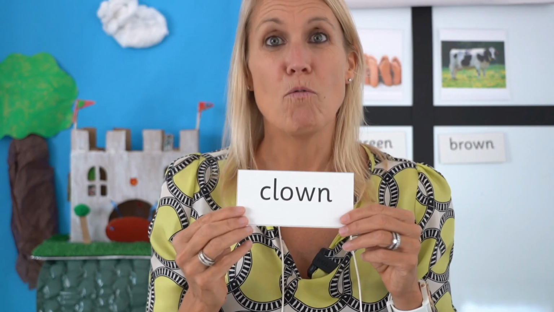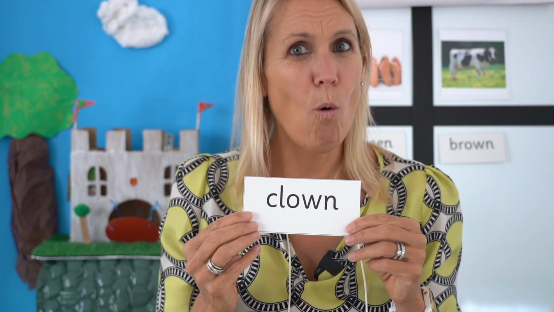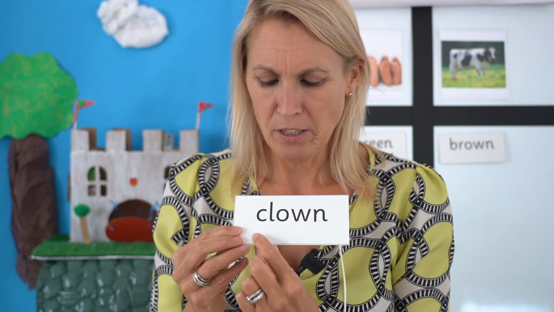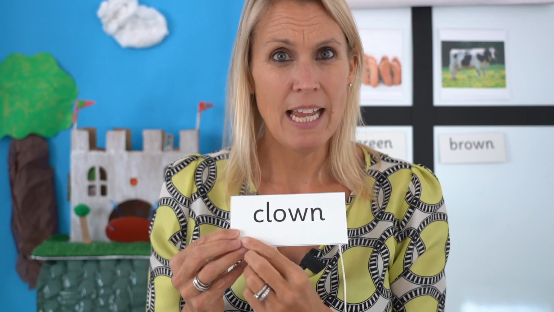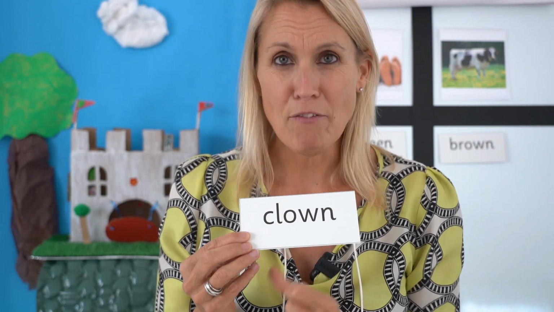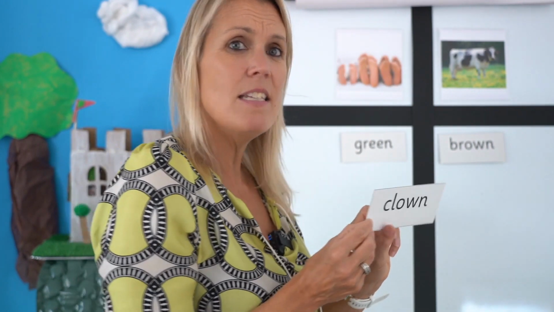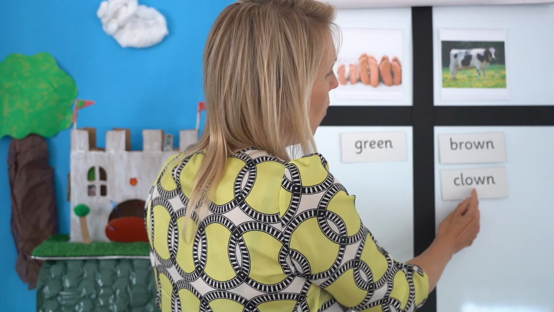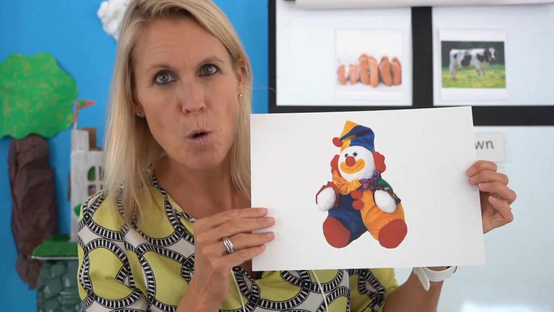Have a look at this one. Read the word. Let's sort it. E or ow. What do you think? Let's read the word together. K, L, ow, N, clown. It has the grapheme ow, so I need to pop it underneath the cow. My ow grapheme underneath the cow. Well done. I've got a picture of a clown here. This is a toy clown. Have you ever seen a clown? They're really good at making people laugh, aren't they?